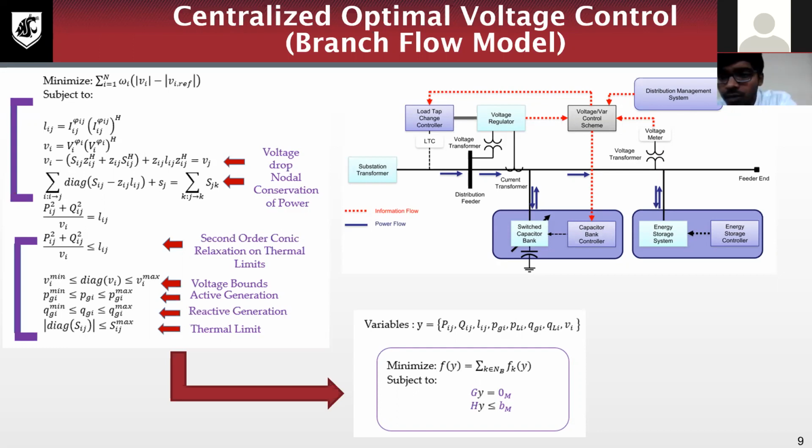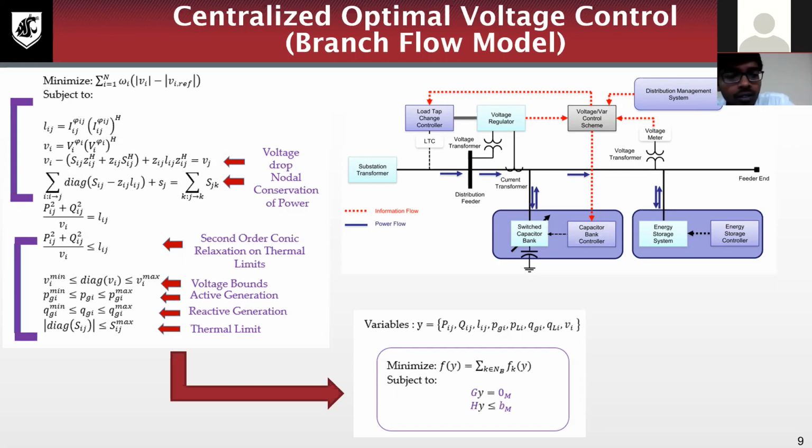So we have this volt var control scheme, which takes in all the measurements throughout the distribution feeder. It can be the voltage at different buses, it can be power, or it can be current at different positions of the power system network. And then it runs this optimization problem. It runs this branch flow model problem.